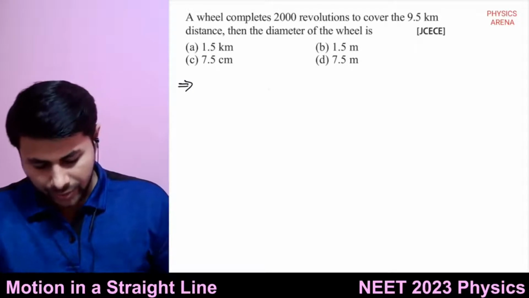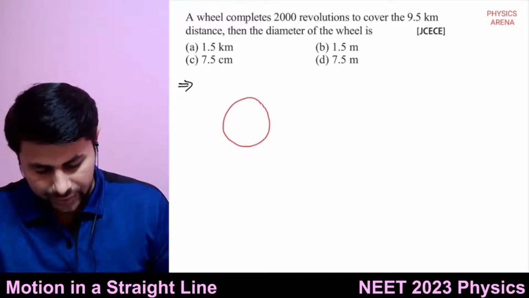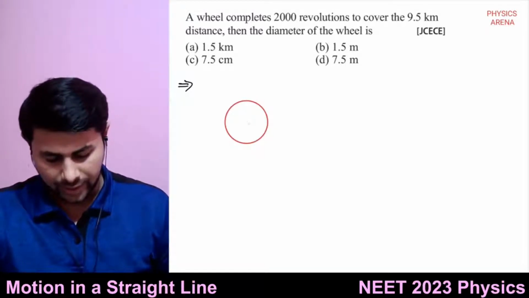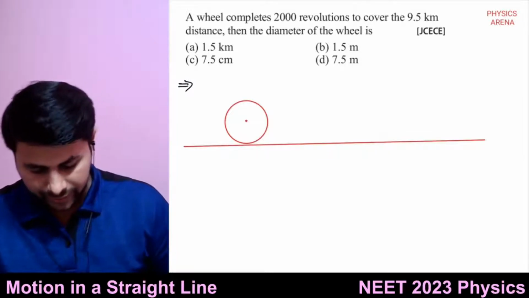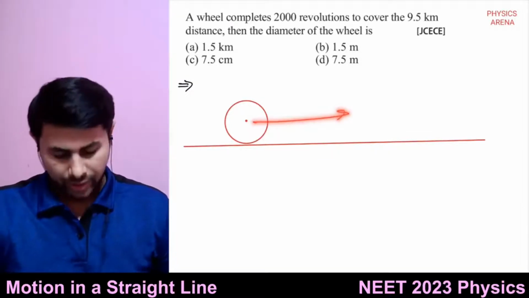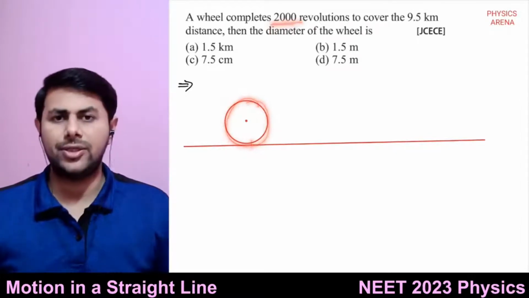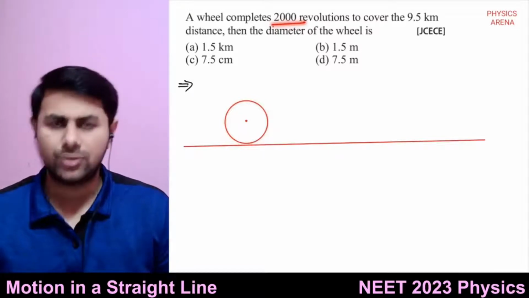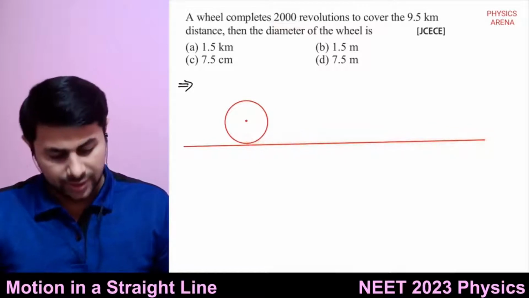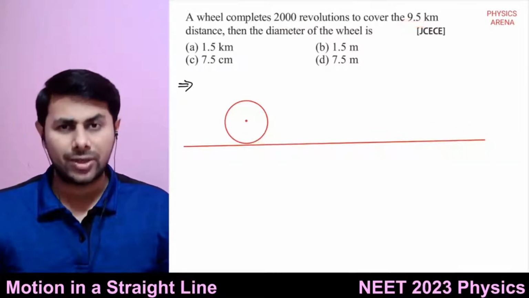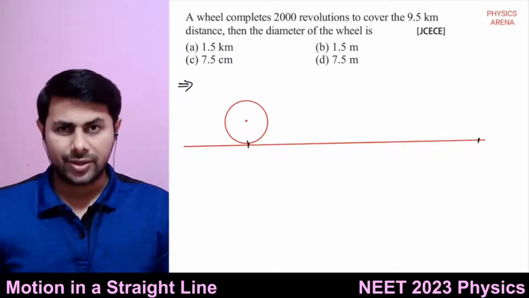Okay, so let's suppose I have this wheel, and this wheel moves on this road. It completes 2000 revolutions and then it moves by some distance. How much is the distance? The distance covered is 9.5 kilometers. So my question to you is, how much would be the distance covered in one revolution?